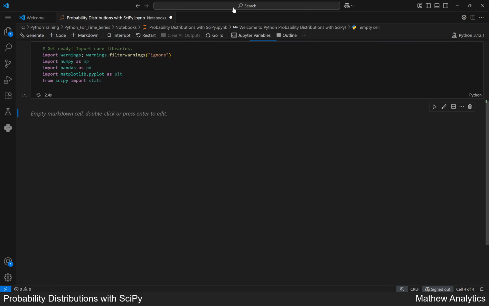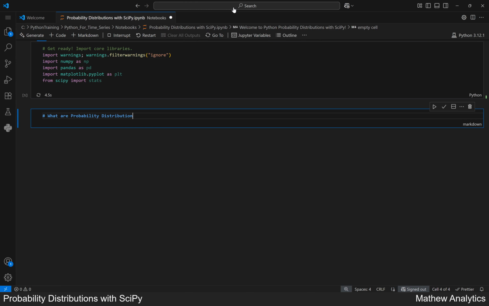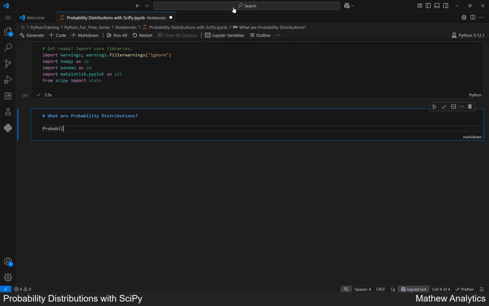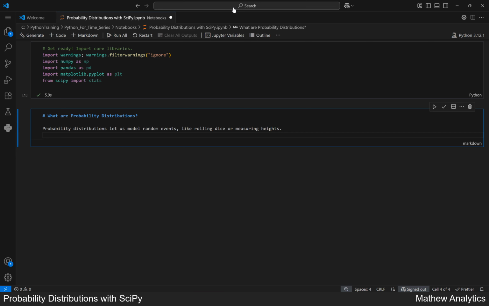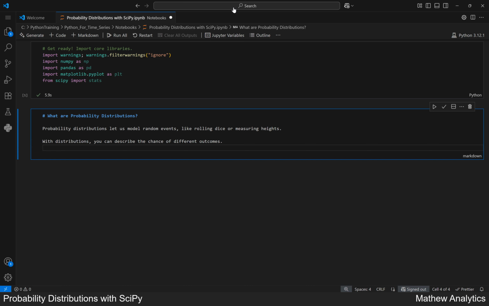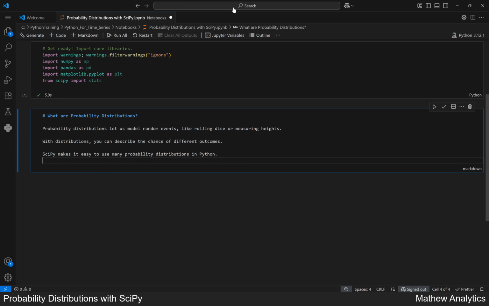What are probability distributions? Probability distributions let us model random events, like rolling dice or measuring heights. With distributions, you can describe the chance of different outcomes. SciPy makes it easy to use many probability distributions in Python. Running the cell now.